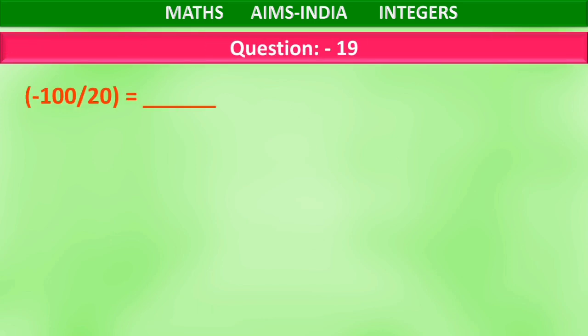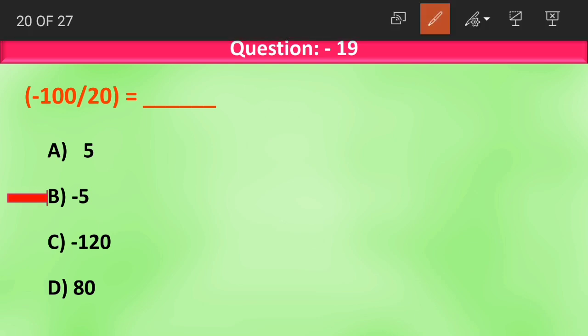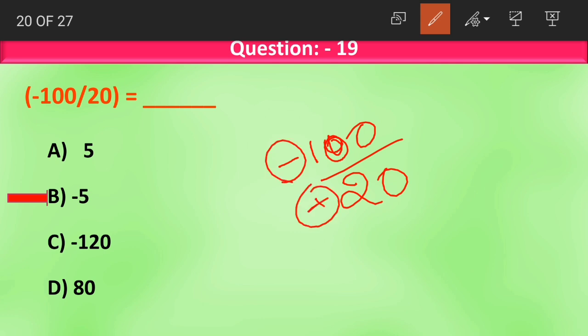Next question number 19. Minus 100 divided by 20 is equal to dash. Option A 5, option B minus 5, option C minus 120, option D 80. What is the correct answer, class? Yes, very good. Option B minus 5. See, the given question is minus 100 divided by 20. First, let us solve the sign part. One is negative and the other is positive. So, the final result will be negative, right?